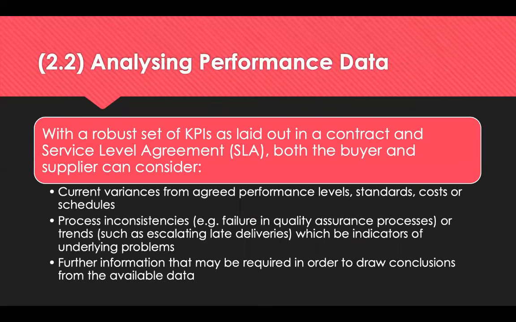But as well as setting KPIs when contracts are being drawn up, they also need to form the basis of regular review and exercise so that all parties can compare performance against the required standards. So with a robust set of KPIs as laid out in the contract and the SLA, both the buyer and supplier can consider the current variances from agreed performance, any process inconsistencies which indicate underlying problems, and then further information that may be required in order to draw conclusions from the available data.